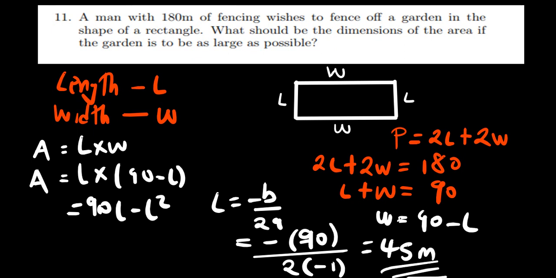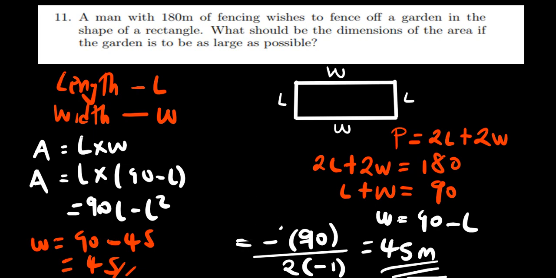Okay, and that is the value of L at that point, or the value of x at that point. Let's find the value of y, or w. You remember we wrote this equation: w is equal to 90 minus L. So w is equal to 90 minus our L. We found that it's 45. So 90 minus 45 is just 45. Okay, so we found the length and the width.